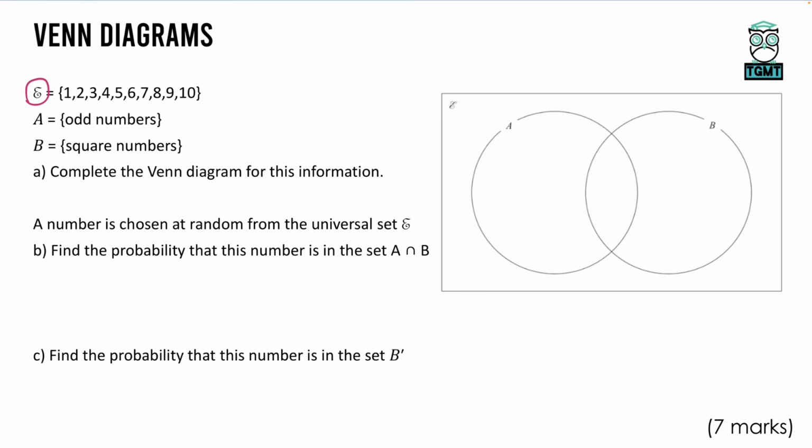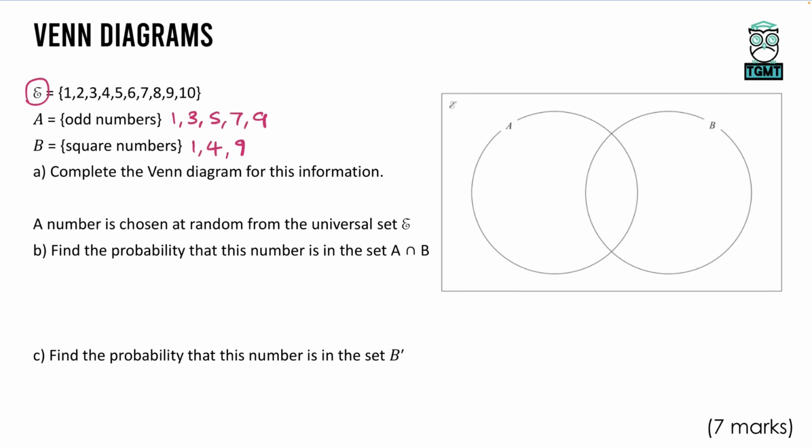It says in A we're going to have odd numbers, and in B we're going to have square numbers. So if we write down the odd numbers that are in the list there, we have 1, 3, 5, 7 and 9. And the square numbers within the list, we have 1, which is 1 times 1, 2 times 2 is 4, and 3 times 3 is 9. So there we go, they are the square numbers that are within that list, of course. 4 squared is 16, so it's outside the list, so just the 1, the 4 and the 9.